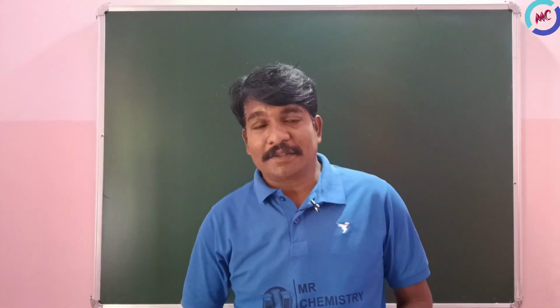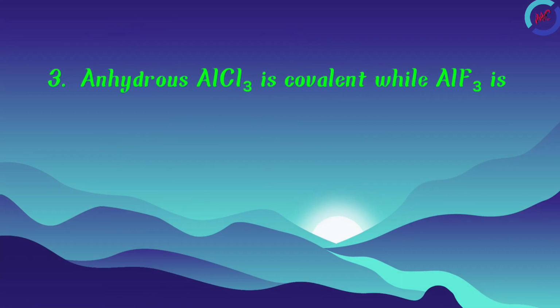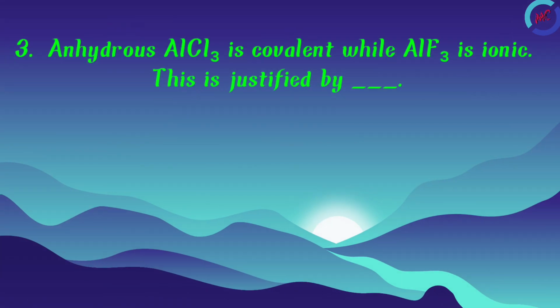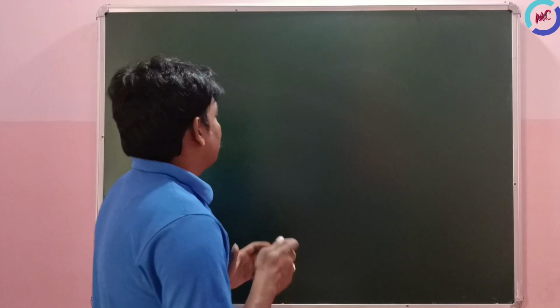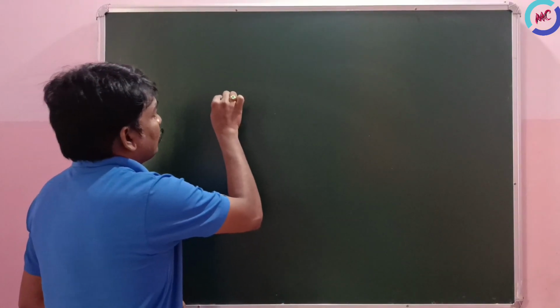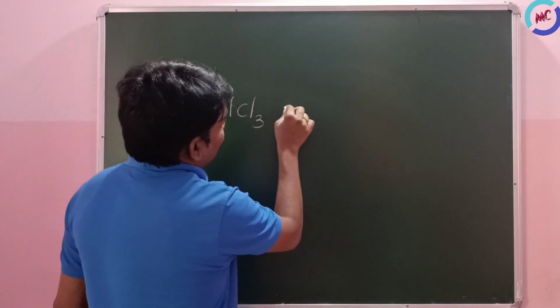Now we will calculate the third one. Anhydrous aluminum chloride is covalent while aluminum fluoride is ionic. This is justified by option A, crystal structure, option B, valence bond theory, option C, Fajans' rule, option D, lattice energy. In the given question, they gave one piece of information: aluminum chloride is covalent.